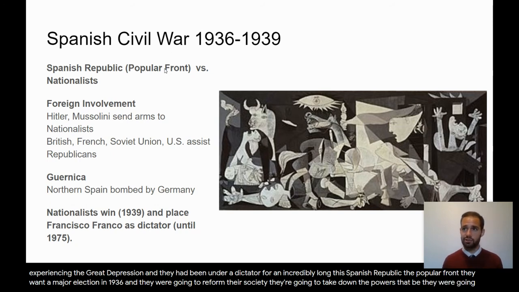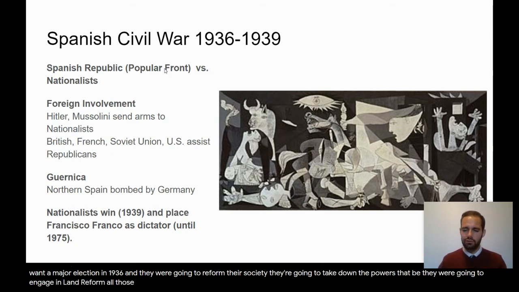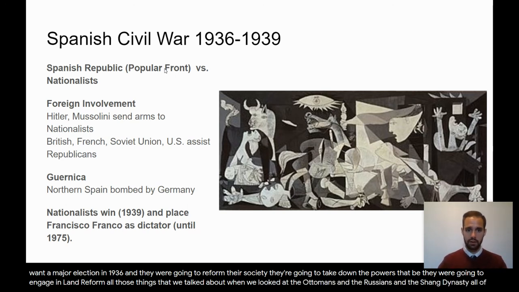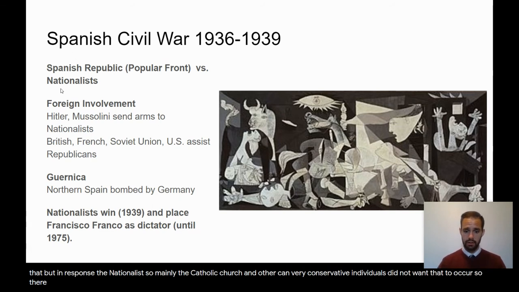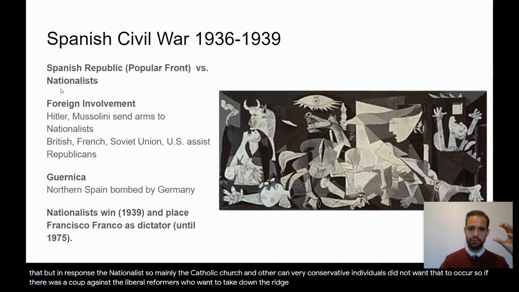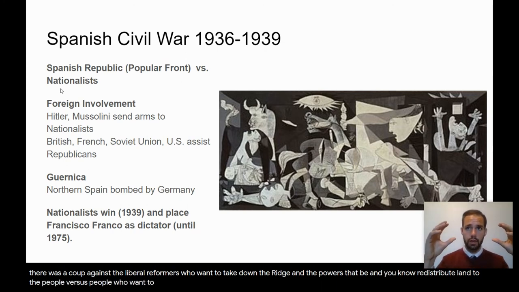They were going to engage in land reform, all those things that we talked about when we looked at the Ottomans and the Russians and the Qing Dynasty, all of that. But in response, the nationalists, so mainly the Catholic Church and other very conservative individuals, did not want that to occur. So there was a coup against the Popular Front. So what you have is very liberal reformers who want to take down the rich and the powers that be and redistribute land to the people, versus people who want to maintain the status quo and a more conservative way of life.